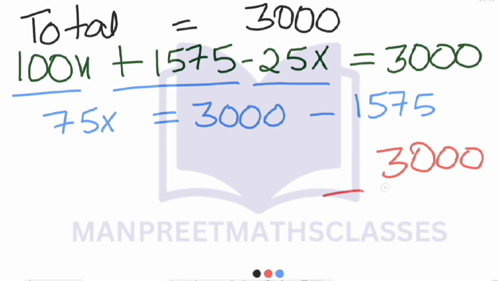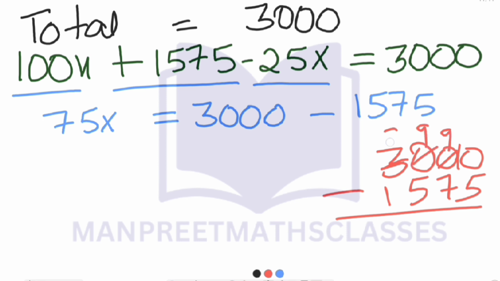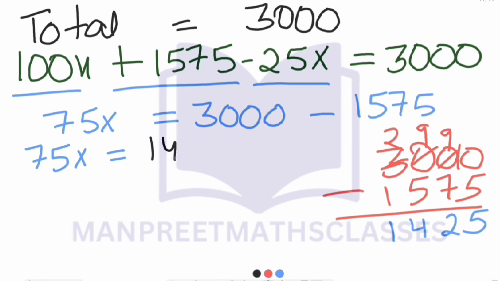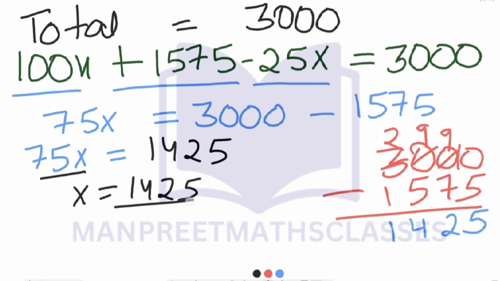3000 minus 1575. सो कैरी जाएगा, ये 10 बन गया. This will become 9, this will become 9, this will become 2. So 10 में से 5 गया 5. 9 minus 7 gives us 2. 9 minus 4 gives us 4. So 2 minus 1 gives us 1. So 75x is equals to 1425. Now 75 is in multiplication, so we'll transfer it in division.